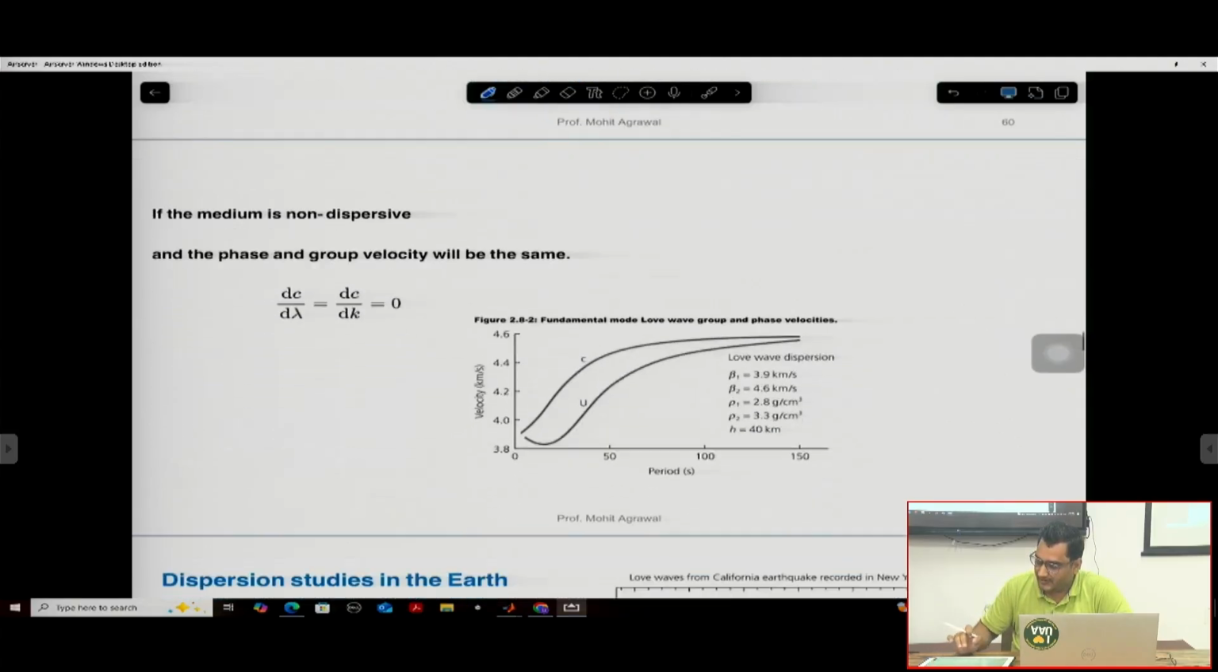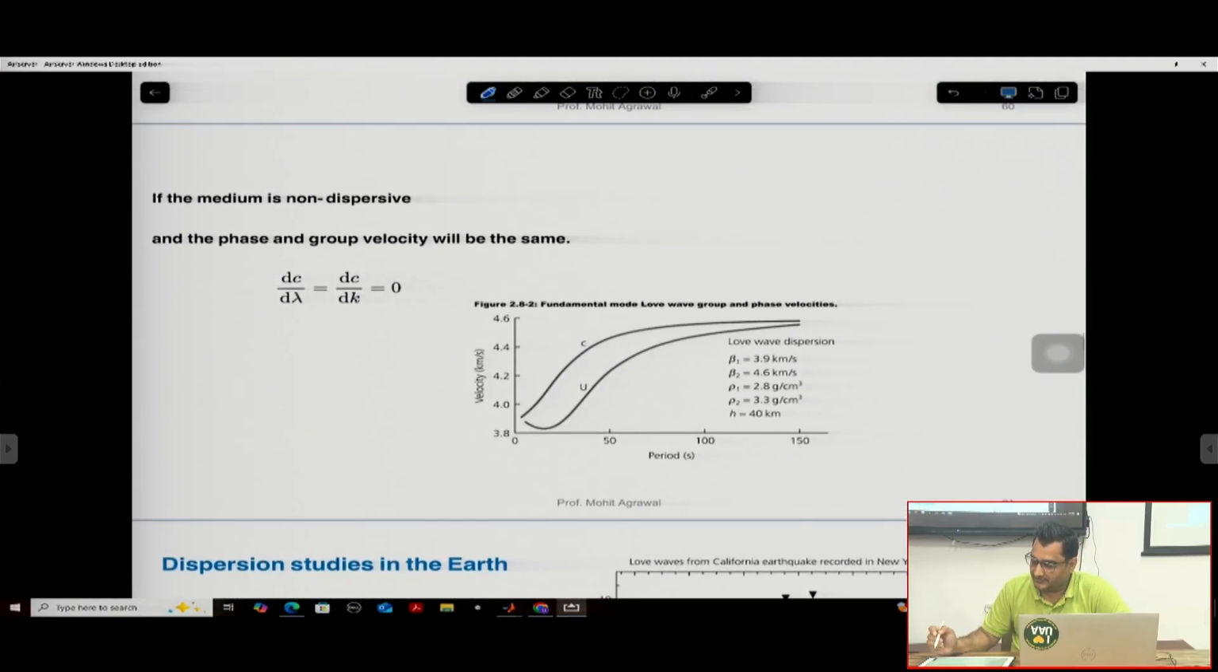Okay, so this is the dispersion curve with respect to period on the x-axis, and here you have the group velocities and the phase velocities for a synthetic model which has two layers, where the shear wave velocity for the first layer is 3.9 kilometer per second. For the second medium the velocity is 4.6 kilometer per second. Likewise the density is given for the first layer and the second layer, and the thickness of the first layer is given. So the second layer is basically a half space.